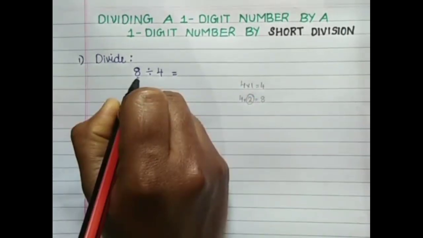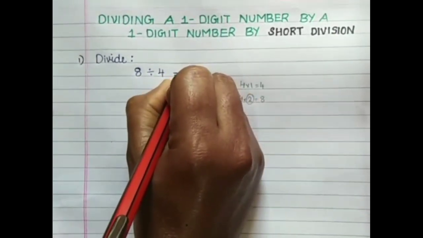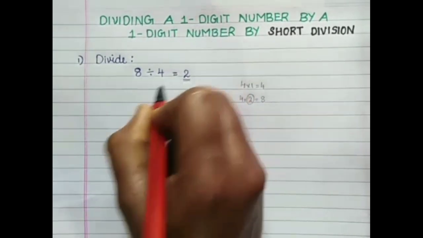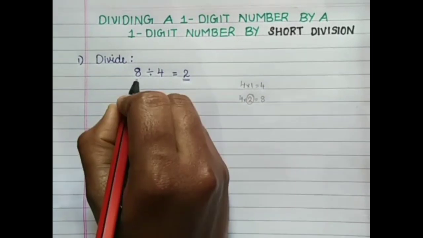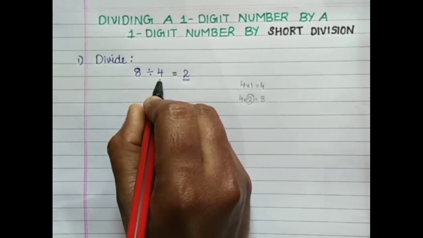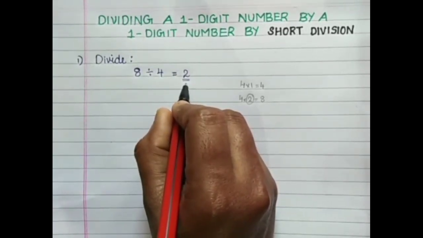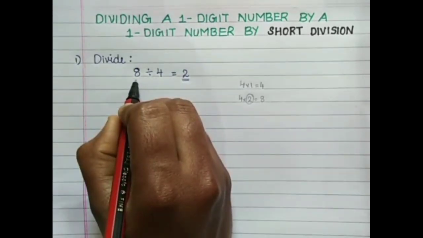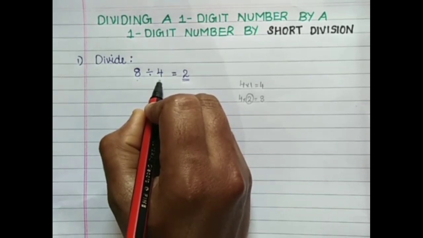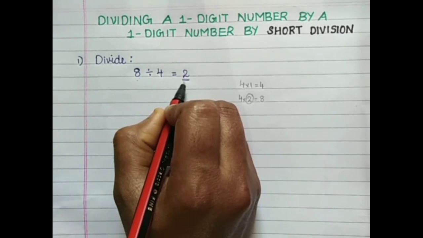So here we can write the answer, 8 divided by 4. The answer is, yes, 2. So we have divided 8 with 4 and we got the answer 2. Children, here the number 8 is called dividend, and the number 4 is called divisor and the answer is called quotient. I repeat, the number which is to be divided is called the dividend and the number by which we divide is called the divisor and the answer we get is called quotient.